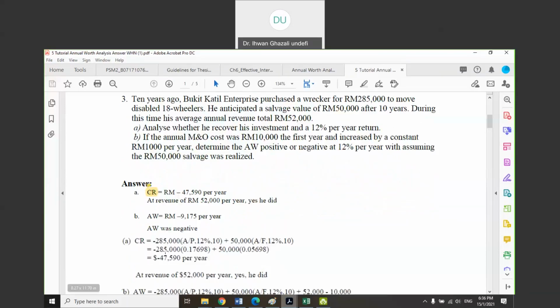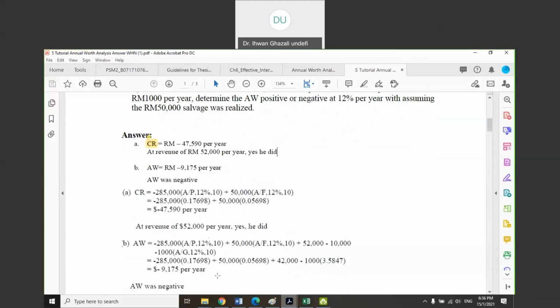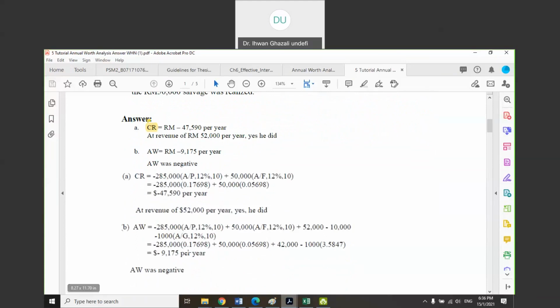So the calculation is like this. You can see here the process to calculate it. And the annual worth is 9,175 ringgit per year. This is negative. This is cost. Okay, you can see this one. This is the calculation. All right. So annual worth cost was negative.